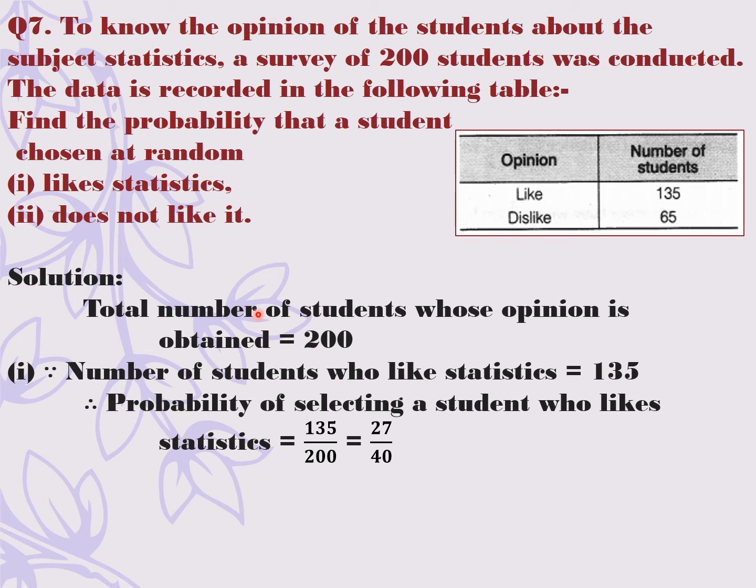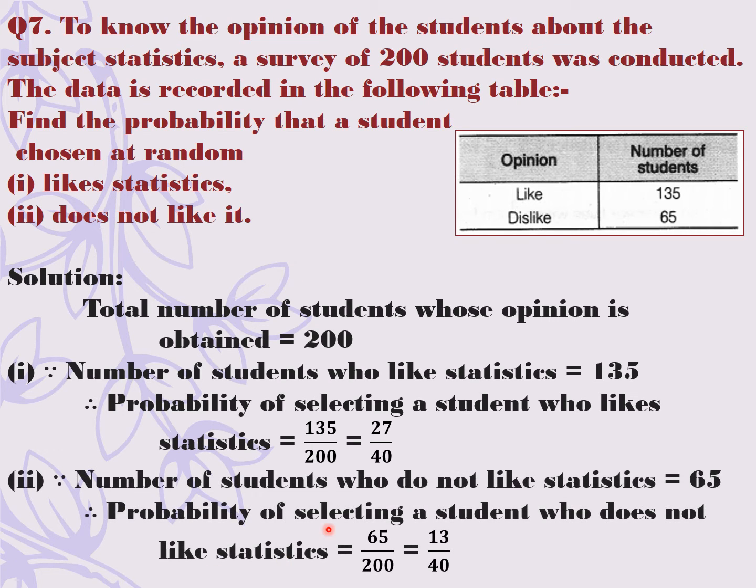For the second part, we have to find out the probability that a student chosen at random does not like it. That means does not like the subject. So in such case, we write the number of students who do not like statistics is 65. Clearly, they dislike. Now, probability of selecting a student who does not like statistics is number of students who dislike statistics, that is 65, by total number of students, which is 200. Therefore, we can write 65 by 200 and we can simplify it as 13 by 40.